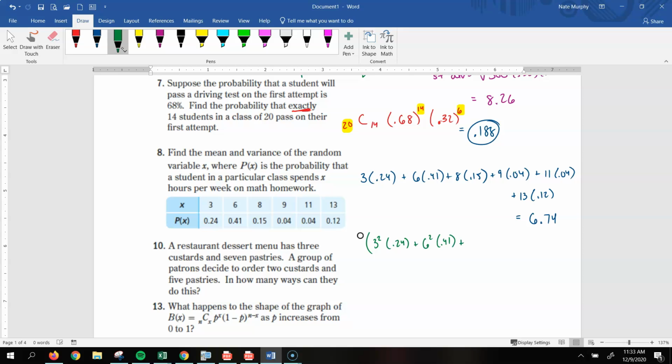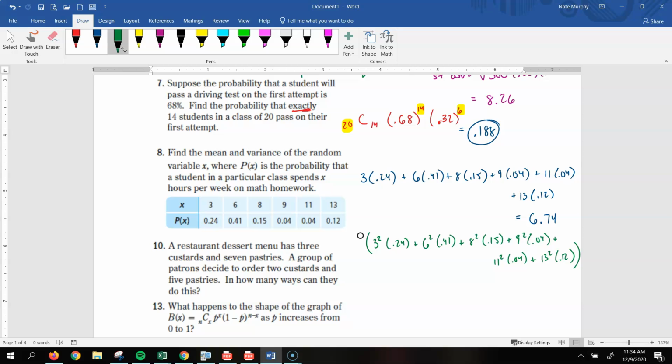Now if I was typing this in my calculator, I would not type in 8 squared. I would just do myself a favor and just type in 9 times 0.24 plus 36 times 0.41. You're smart enough, you know how to square these. You might not know what 11 squared or 13 squared is, so you can type that in, but just as I'm doing it on my calculator, that's what I would do. So we have plus 9 squared times 0.04, and then plus 11 squared times 0.04, plus 13 squared times 0.12.